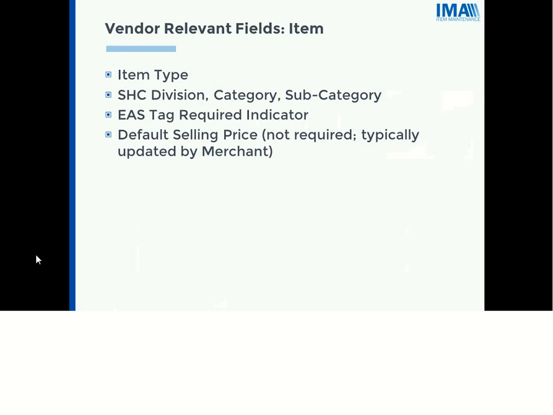So there are several relevant fields for vendors on the item tab. You have your item type, your SHC hierarchy, the division, category and subcategory, your EAS tag required indicator, and your default selling price, which is typically updated by the merchant. Some vendors try to enter this, but we don't usually sell items for the MSRP, so that usually gets updated by the merchant in the merchant role.